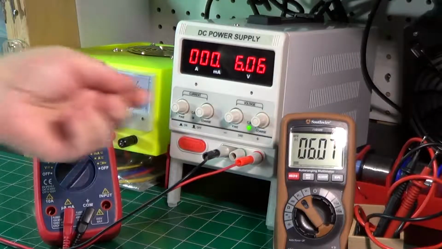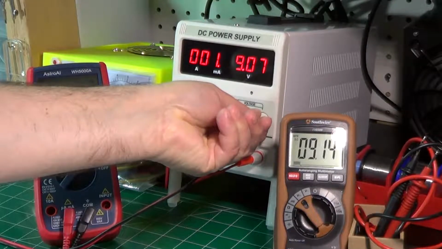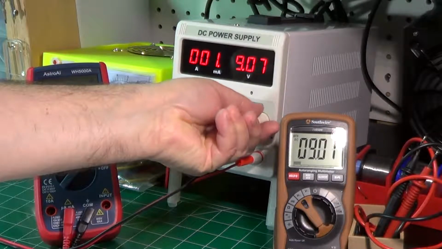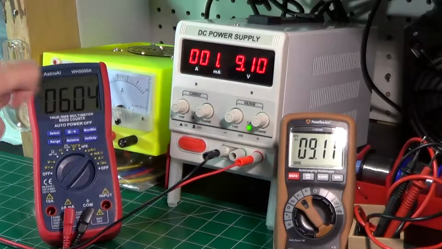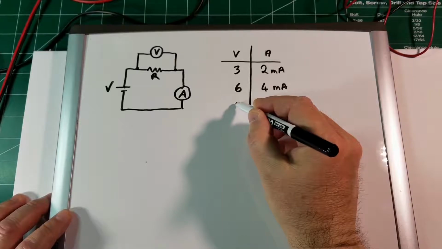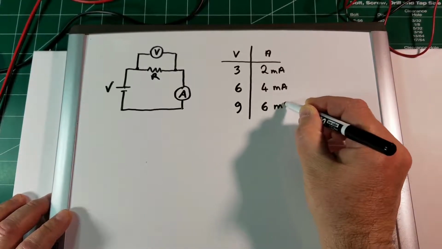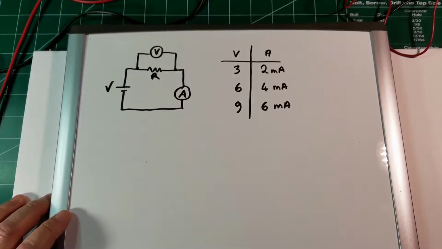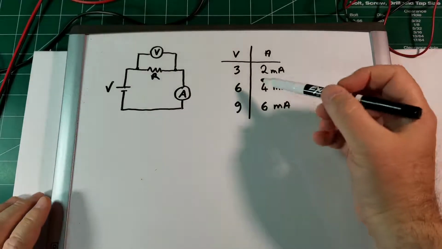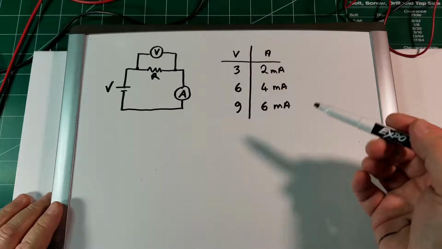And now let's increase the voltage a little bit more. Let's put it to 9 volts. And 6 milliamps is the current that flows into it. Let's write down also these values in the table, and let's see what we come up with. If we put a voltage of 9 volts, we have measured 6 milliamps flowing through the resistor. Now, do you see anything with these numbers that seems to be following a certain law?